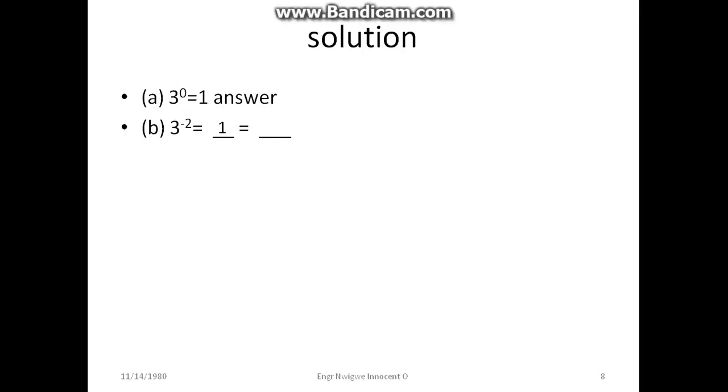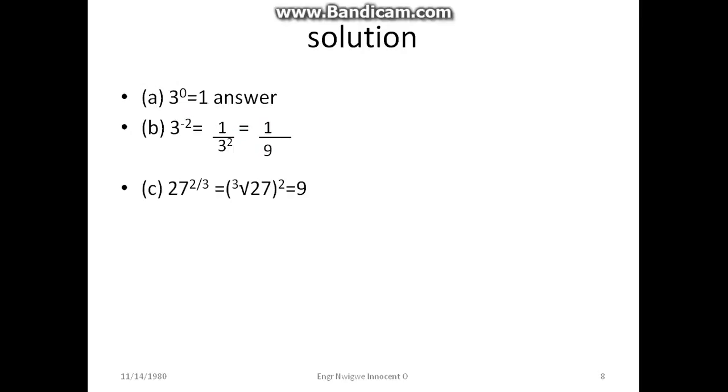3 raised to power minus 2, which will now give us 1 over 3 squared. Therefore, 3 times 3 gives us 9, so we now have our answer to be 1 over 9. For the third question, we are now dealing with the nth root. Since 27 is being raised to power 2 over 3, that means 2 is squaring the 27 and the root is 3. Therefore, the root of 27 is 3.